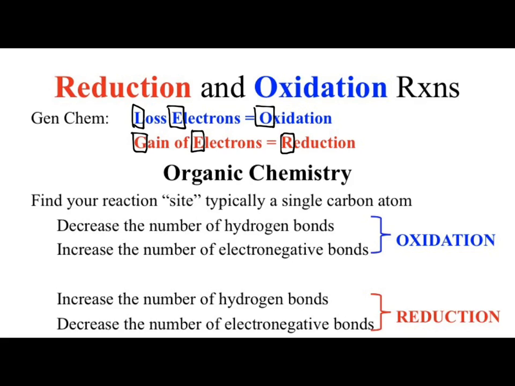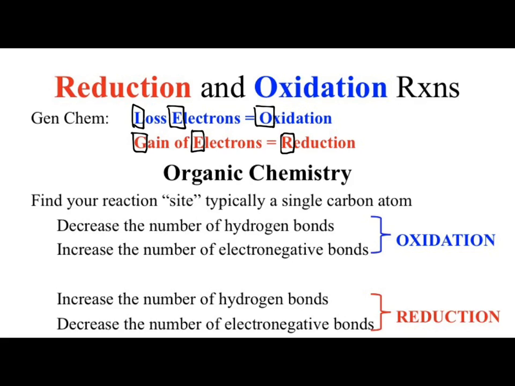Also along those lines, if we increase the number of electronegative bonds, those usually go hand in hand. If we decrease one, we've got to increase the other, for oxidation reactions. Both of those would be classifications for oxidation. For reduction, we're looking at the opposite. If you remember from Gen Chem, reduction and oxidation go hand in hand. If one goes up, another species has to go down.